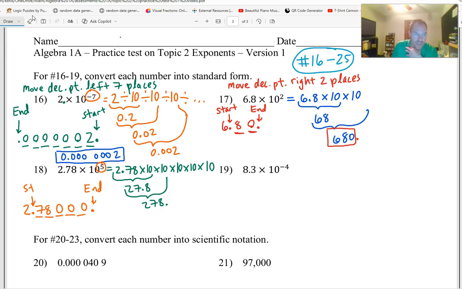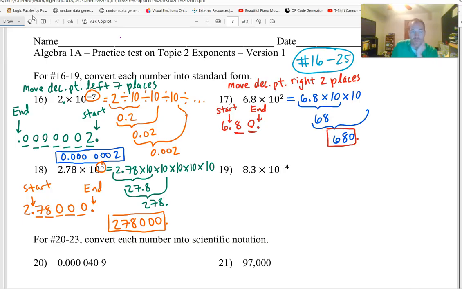It started here, it ends there. So again, write it clearly. We have a 2, 7, 8, and then 3 zeros. Don't need the decimal point. You can put the decimal point on the end if you want, but otherwise we don't need the decimal point. But that is 278,000. That is 2.78 times 10 to the fifth.